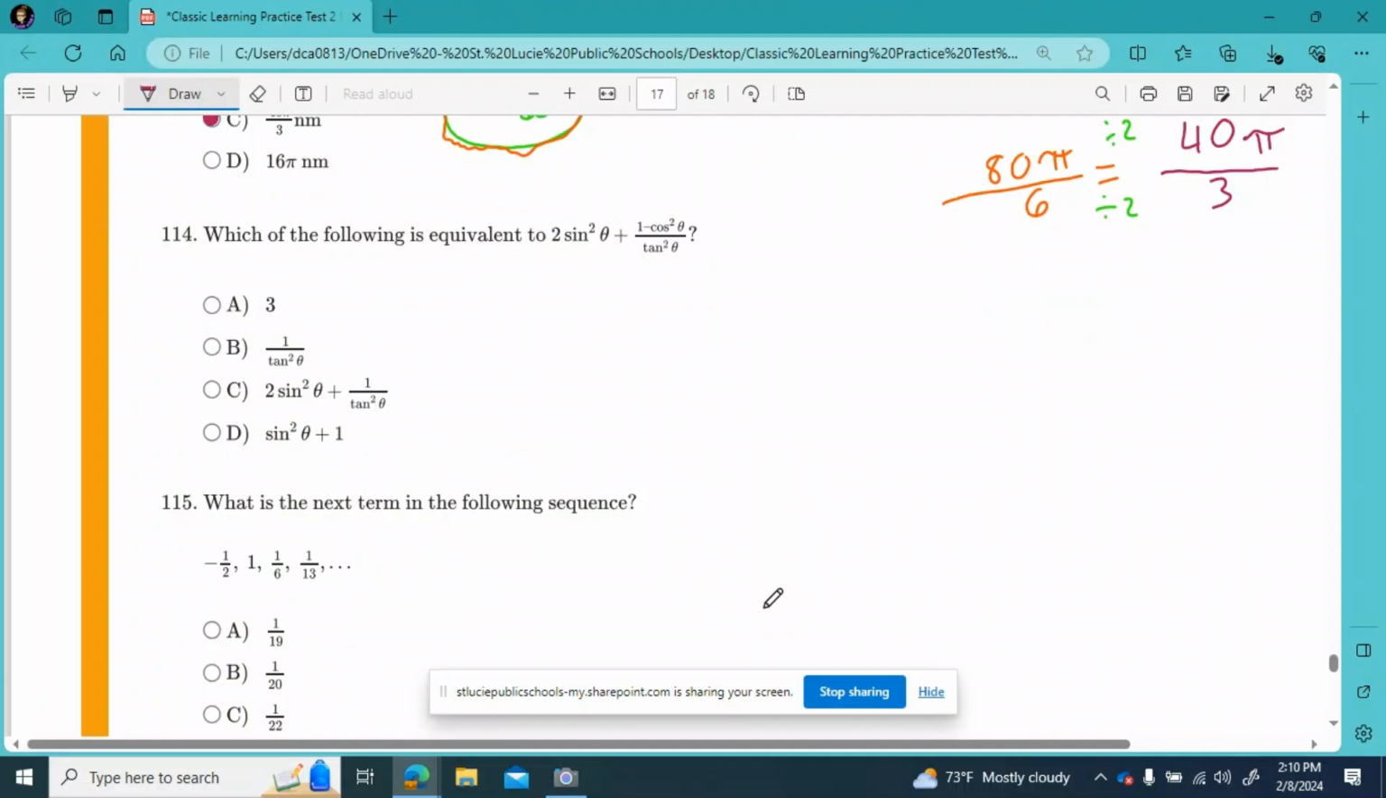All right, guys, and we are rolling along on CLT practice test number 2 with question number 114. It says, which of the following is equivalent to 2 sine squared theta plus 1 over cosine squared theta over tangent squared theta? Because we have these sine squared theta and cosine squared theta, I want you to look on your reference sheet for your CLT exam and look for something that looks kind of similar to that.